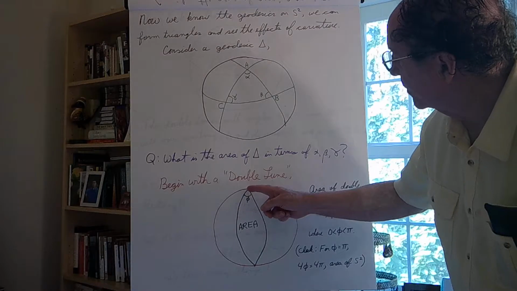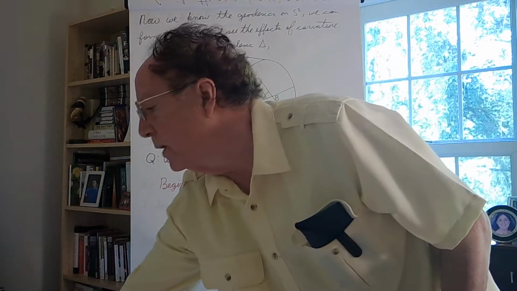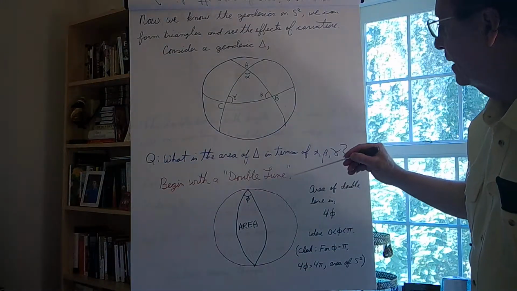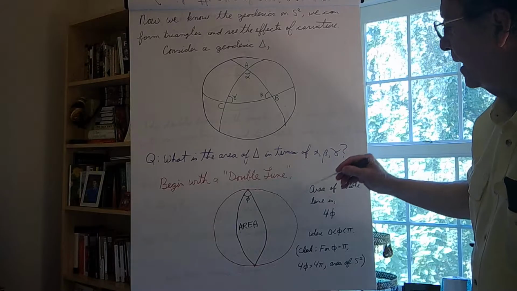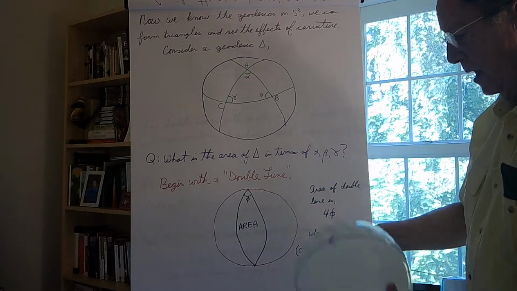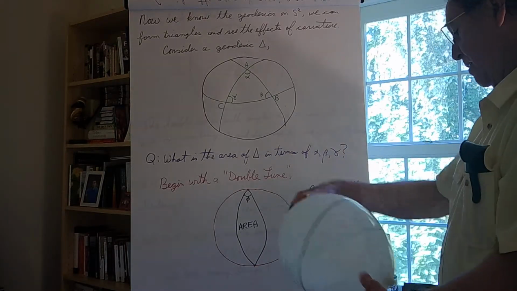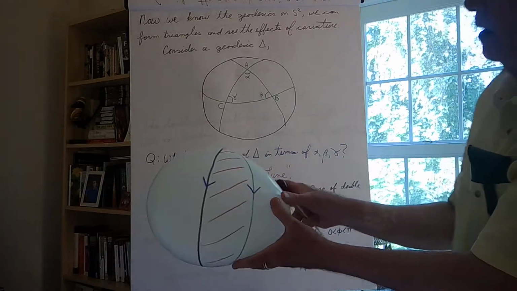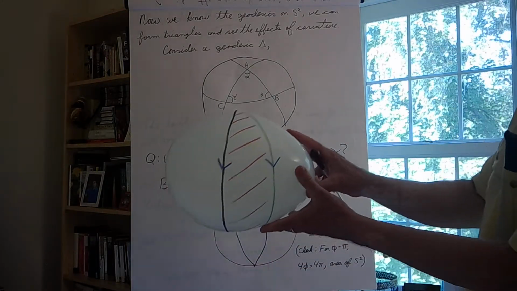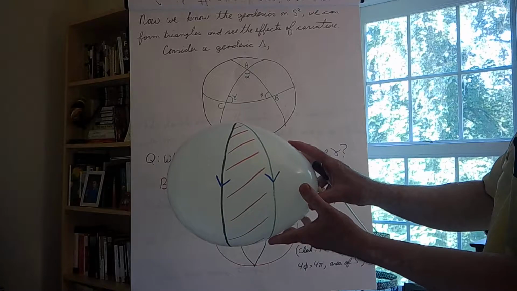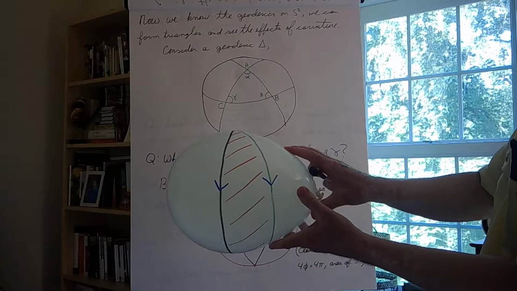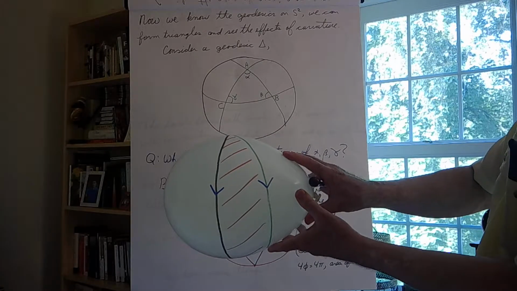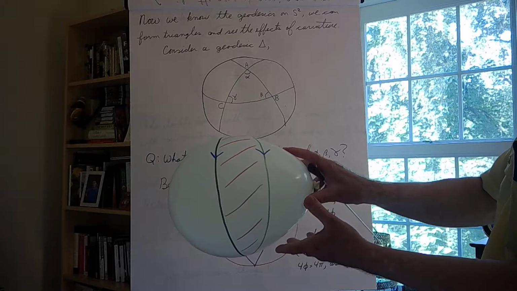Okay, so I have two geodesics, and they intersect here with an angle of phi, and there's an area enclosed in it. And here it is on my approximation to a sphere, my little white balloon, and the red area is the area between the two geodesics. I want to calculate that area.